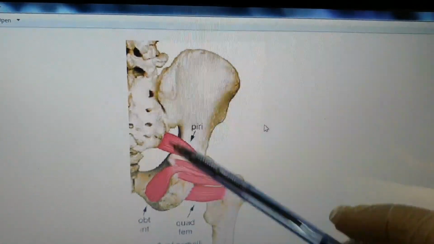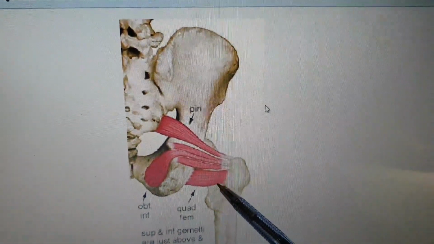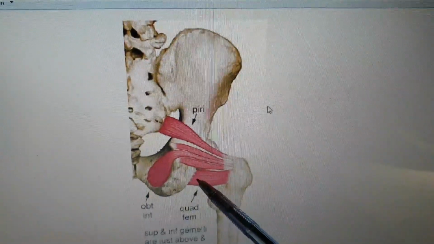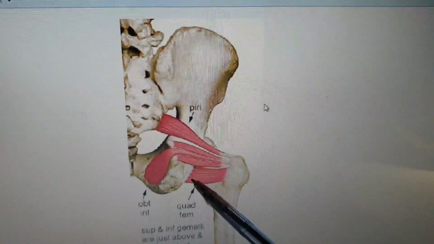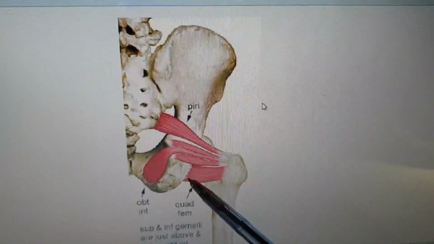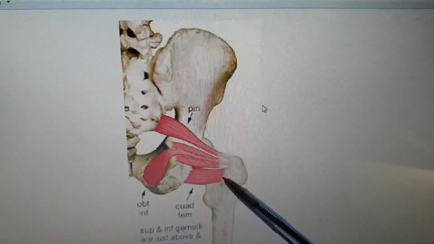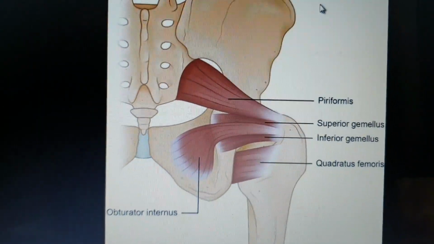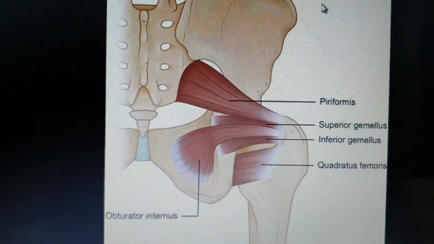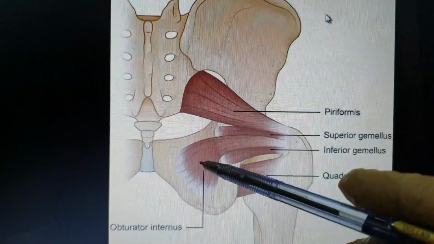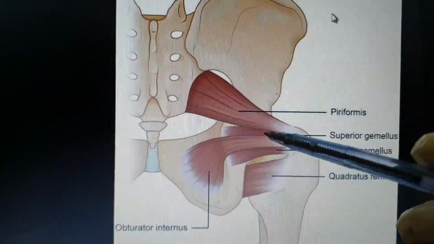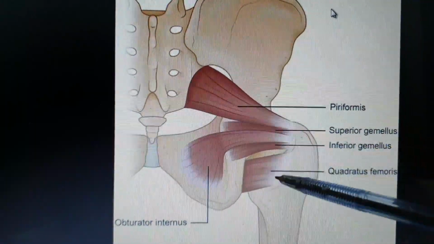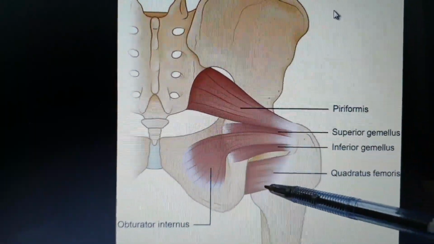its attachment there. This muscle here is a quadrangular muscle which is called the quadratus femoris. It arises from the anterior part of the lateral margin of the ischial tuberosity, and it runs laterally and gets its attachment on the femur. Here is another diagram showing all those attachments again, in which you can see the obturator internus, the gemellus superior, the gemellus inferior, the piriformis, and the quadratus femoris muscle.